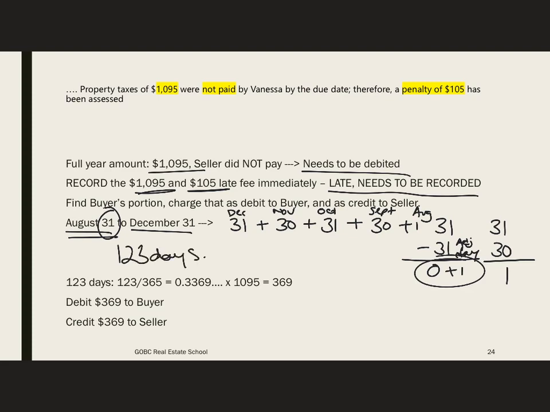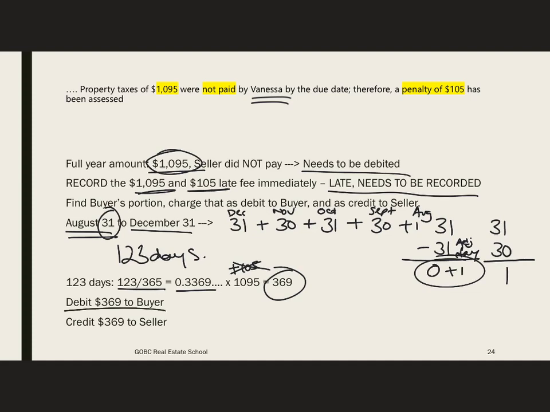So we've done the calculation here. 123 out of 365 days in the year gives you this decimal, and then you multiply that by the 1,095 to get 369. Just something really quickly, you don't multiply it by the 1,095 and the 105. You only multiply it by the actual amount of the taxes, because the 105 late fee needs to be paid every penny by the seller who should have paid. So Vanessa, she needs to pay that 105.